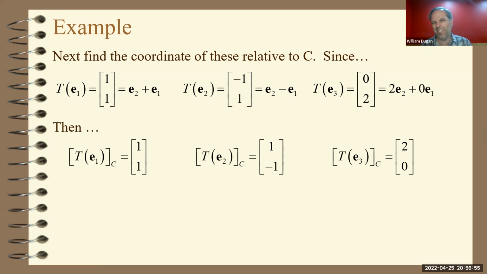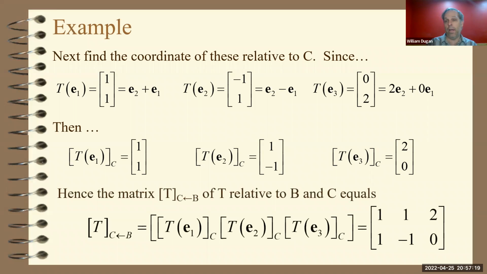the vector 1, 1. It's the scalars used in the linear combination. T of E2 relative to C is 1, negative 1. Again, that's the scalars in order used in the linear combination. T of E3 relative to C is 2, 0. Again, that's the order of the scalars written in the linear combination. And the order, of course, depends upon the order of the vectors in the basis for C.